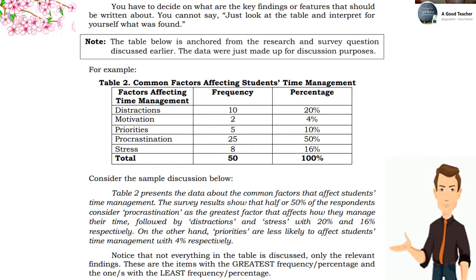Table 2 presents the data about the common factors that affect students' time management. The survey results show that half or 50% of the respondents consider procrastination as the greatest factor that affects how they manage their time, followed by distractions and stress with 20% and 16%, respectively. On the other hand, priorities are less likely to affect students' time management with 4%. Notice that not everything in the table is discussed, only the relevant findings. These are the items with the greatest frequency, percentage, and the ones with the least frequency, percentage.